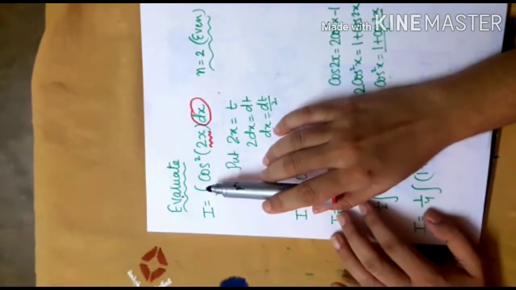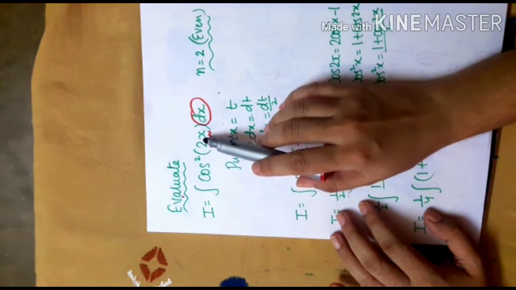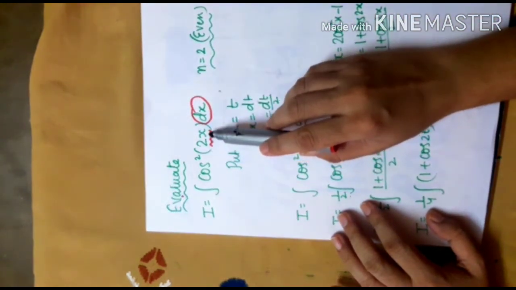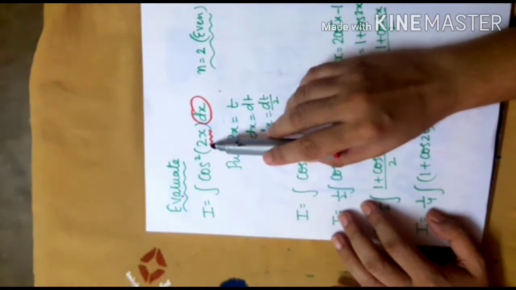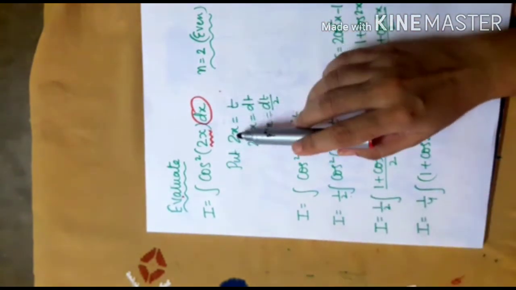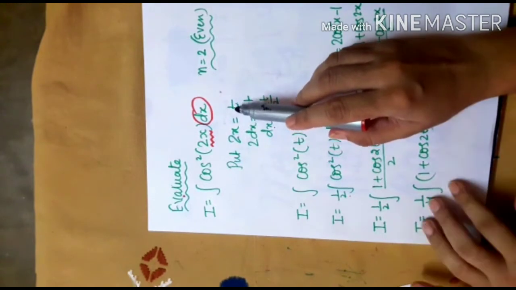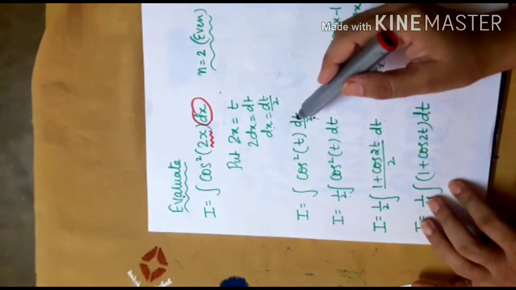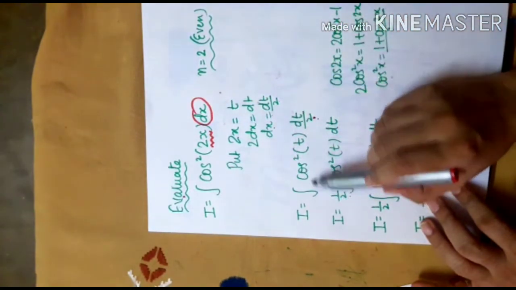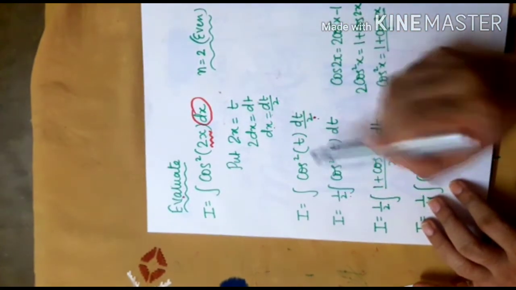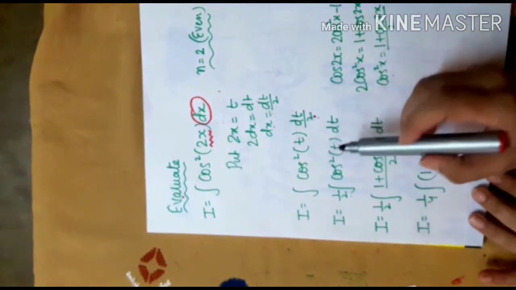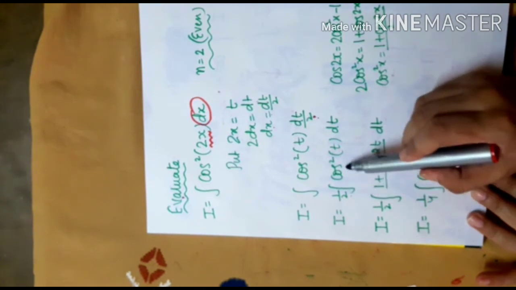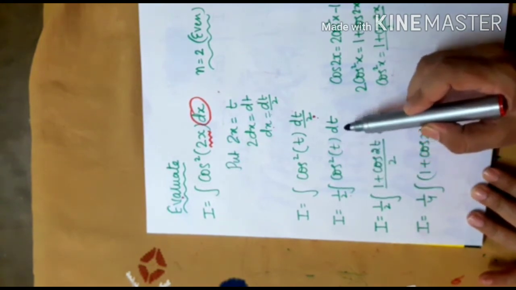Let's take another question. Evaluate integral cos square 2x dx. Now here, derivative of this 2x is 2, which is a constant. So what I do, first I'll put 2x equals t. So from here I'll get dx equal dt over 2. So this dx will be written as dt over 2, and it will become integral cos square t into dt by 2. This 2 can be taken out. So I'll get 1 by 2 into integral cos square t dt.